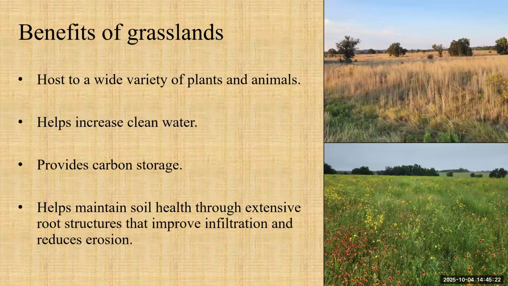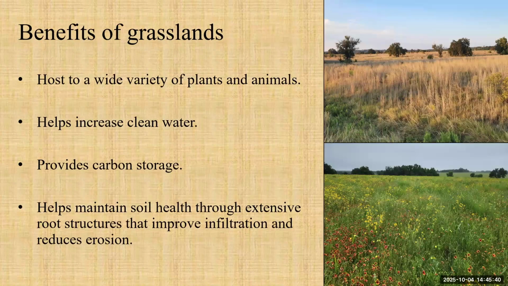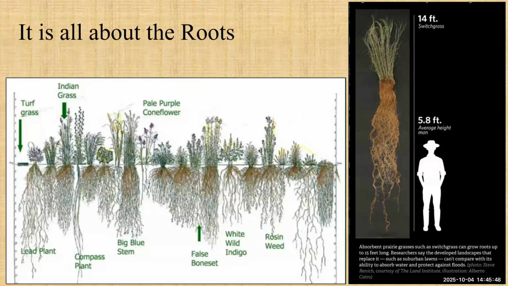So they host a wide variety of plants and animals, help increase clean water, provide carbon storage, help maintain soil health through extensive root structures that improve infiltration and reduce erosion. So one of the magic of grasslands is not necessarily above ground that you can see, but it's below ground. And so in healthy grasslands, there are some plants that have roots that are 5 to 8 feet down into the ground. And so a lot of the life is what you can't see.